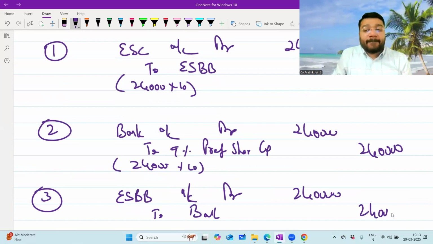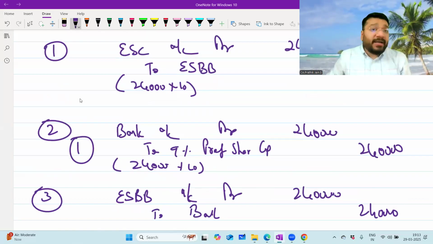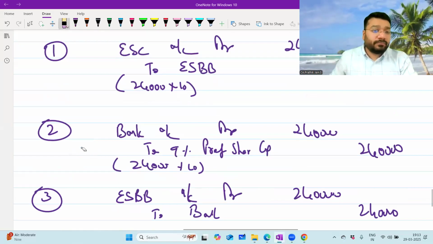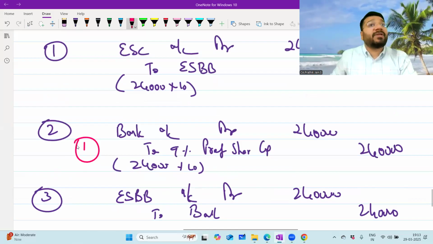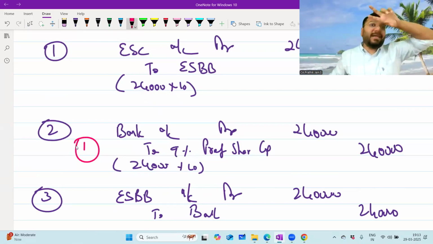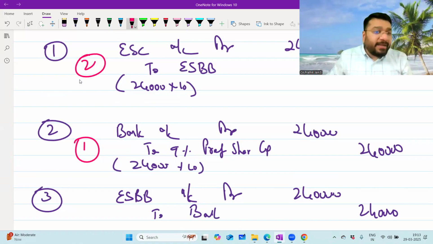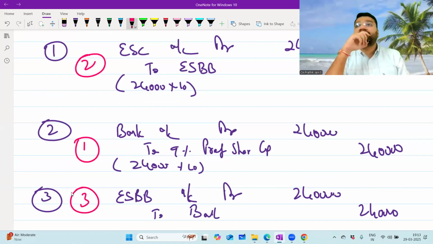240, 240. Now, if I change the order of this question, are you okay with it? For example, if I pass this entry first, means what? Capital, that is keeping the capital intact entry first, and then due, then payment entry. Are you okay? Yes, sir. No. So this will be first here onwards. This will be second, and this will be third.